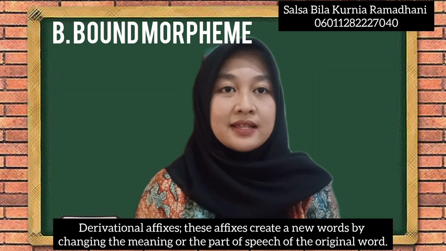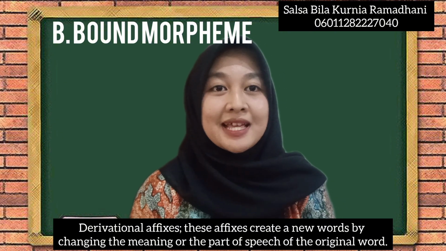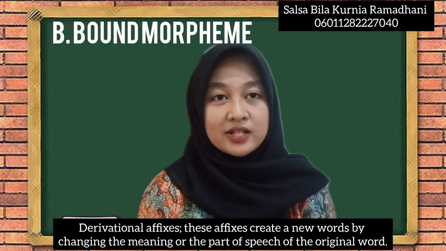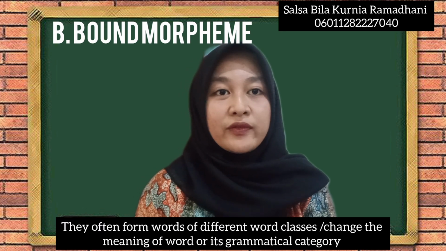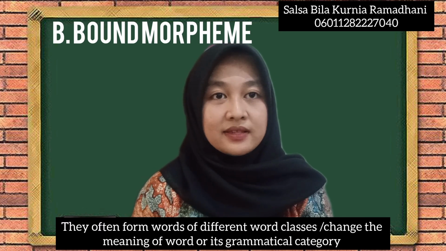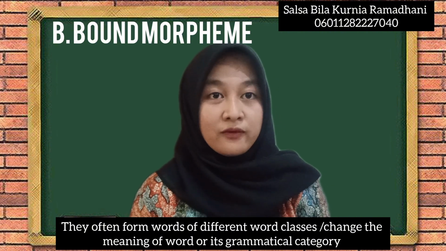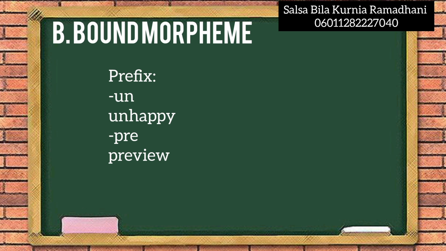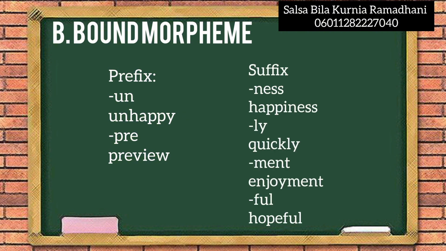Derivational affixes create a new word by changing the meaning or the part of speech of the original word. They often form words of different word classes, or change the meaning of the word or its grammatical category. Examples of affixes: there are prefixes such as "un" in unhappy and "pre" in preview, and there are suffixes such as "ness" in happiness, "ly" in quickly, "ment" in enjoyment, "ful" in hopeful.